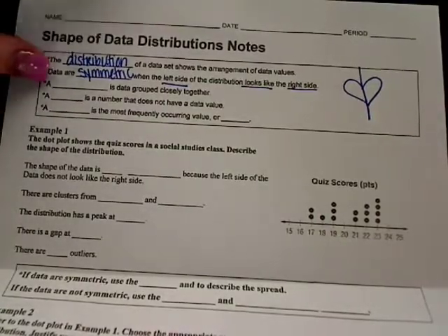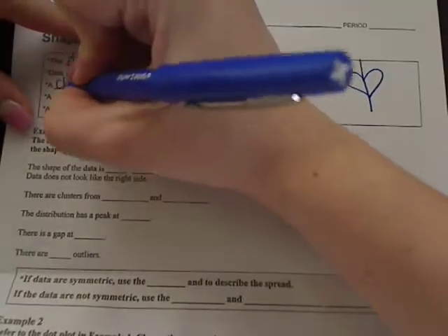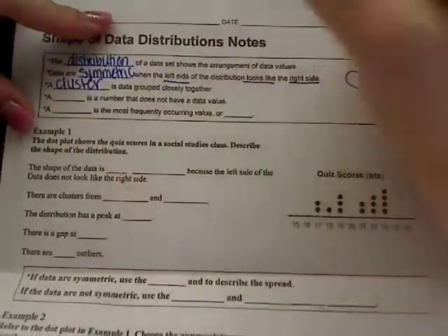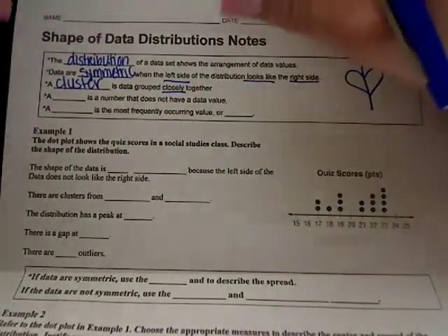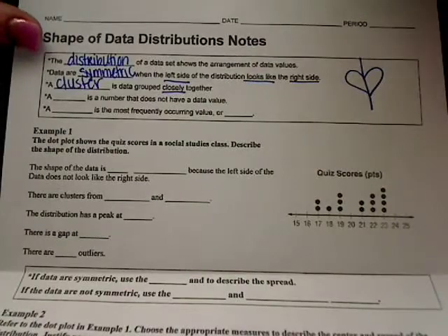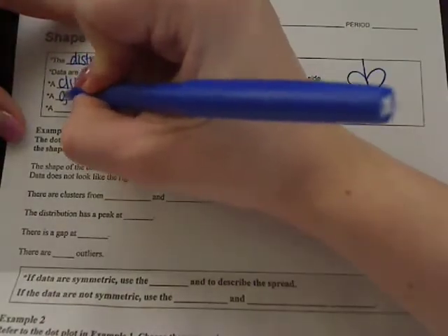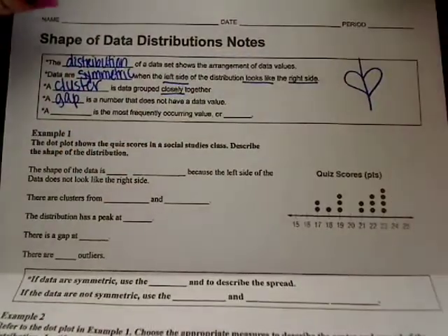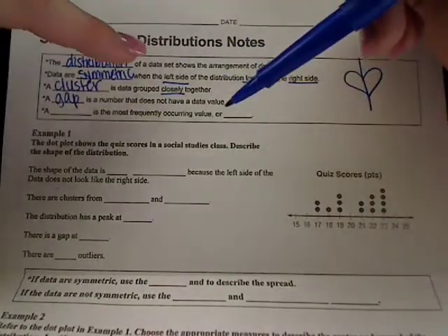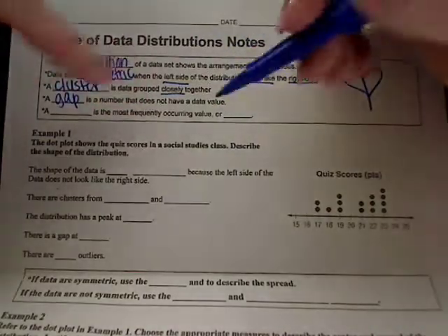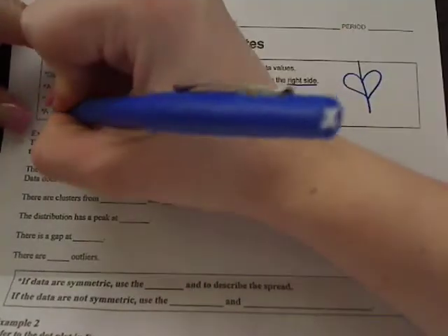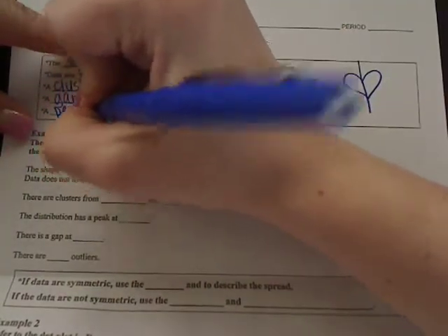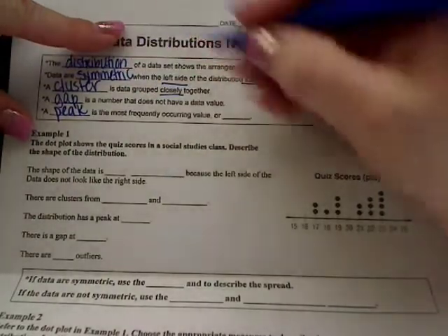All right, the next one, a cluster is data grouped closely together. Okay, so a cluster is when they're close together. And the next would be a gap, which is a number that does not have a data value. So if there's not a dot or the graph is not graphed on that number, then that would be a gap.